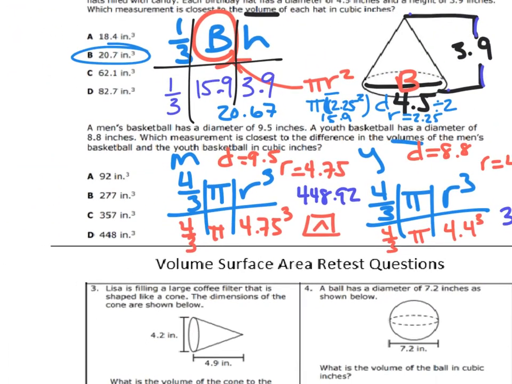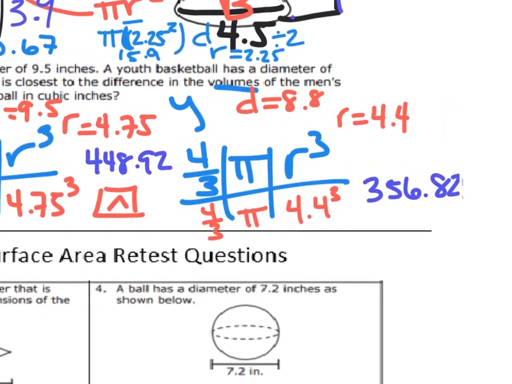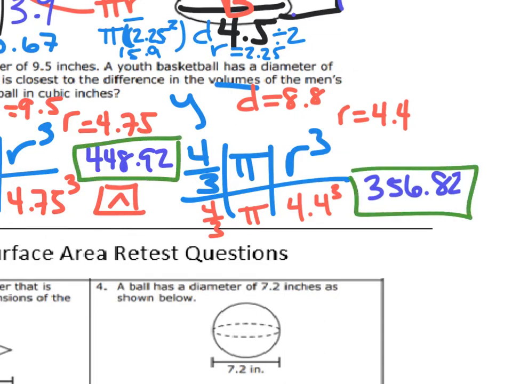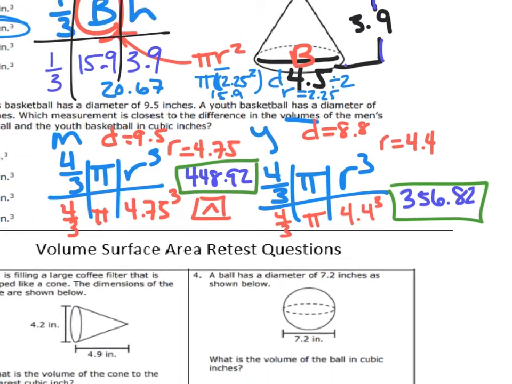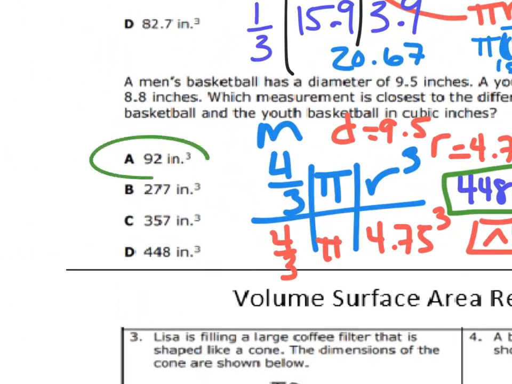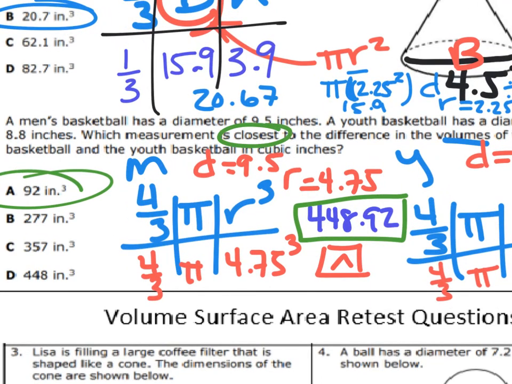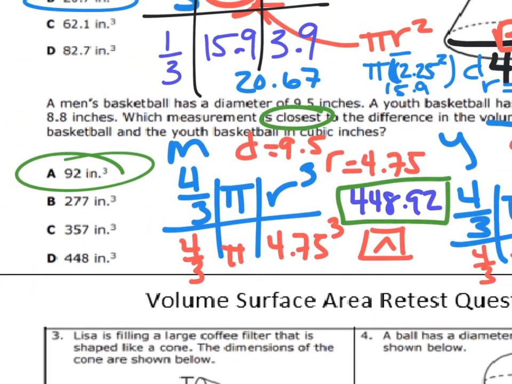So it's asking me for the difference between them, so we're going to go ahead and subtract these. 448.92 minus 356.82 in my calculator, and I end up with 92.1. So that's A. Because remember it asked which is the closest. Closest was 92, because I got 92.1.